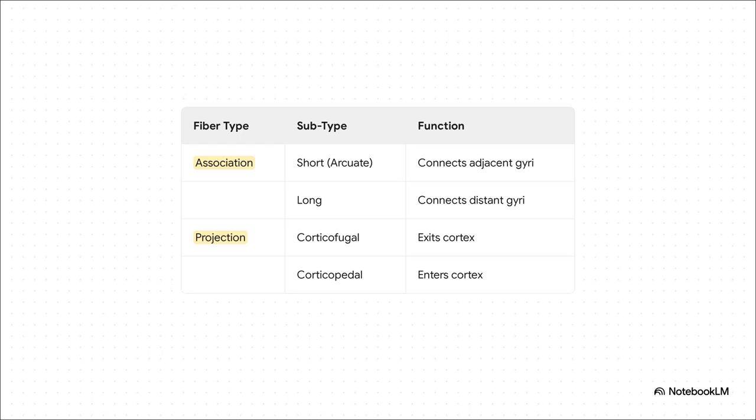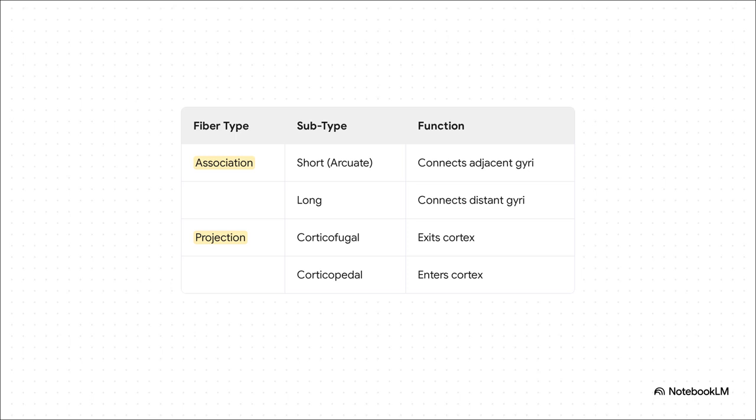Association fibers actually come in two types. You have short ones, called arcuate fibers, that just connect neighboring gyri. Then you have long ones, or longitudinal fibers, that connect areas that are much farther apart, sometimes even in different lobes. Projection fibers are sorted by their direction of travel.